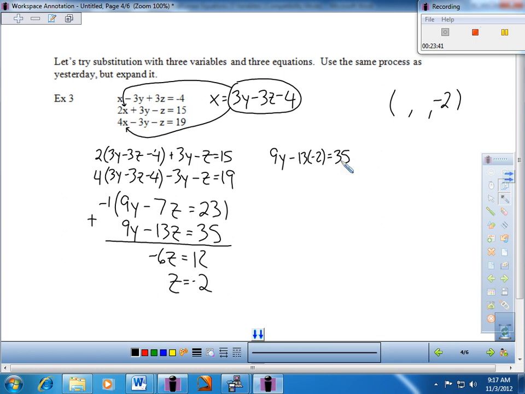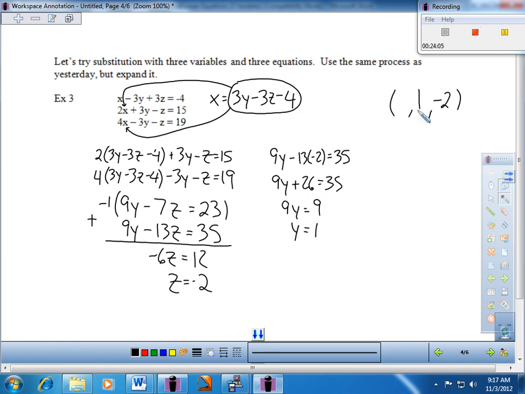So let's see what we end up getting here. I get 9y and then plus 26 equals 35. Bring that on over, and we get 9y equals 9, and y equals 1. Okay, 2 down, 1 to go. You know the drill here, everyone. Find a spot. You can do it.